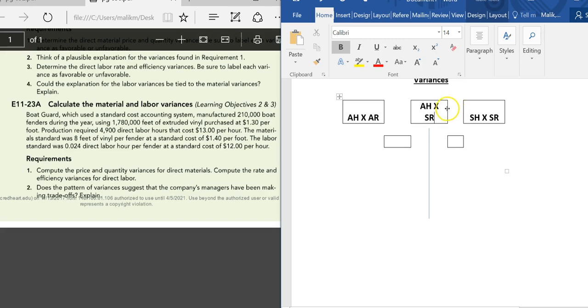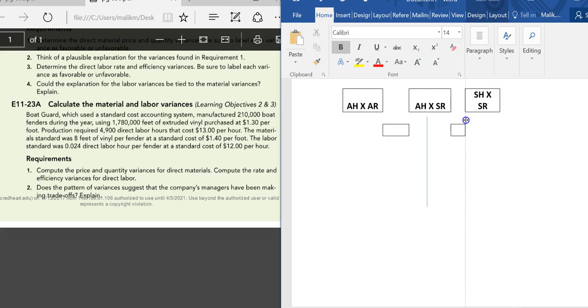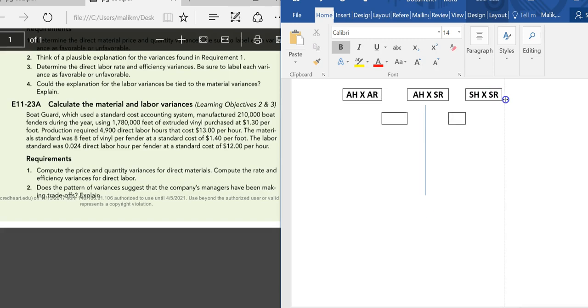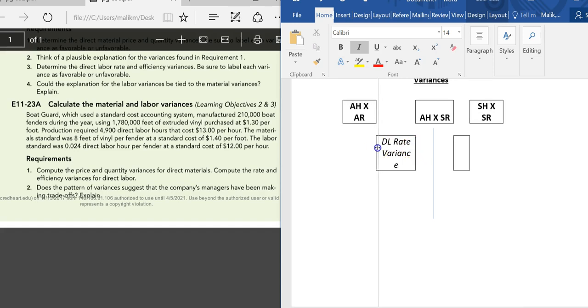Now you will check one thing here: if you check these first two boxes, the main difference is actually the rate, right? So in the first box we used actual rate and in the second box we used standard rate. So the main difference between the first and second box is the rate. So we will call it direct labor rate variance. Direct labor rate variance. So we're gonna call it direct labor rate variance.